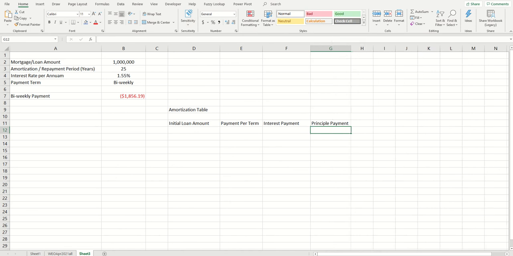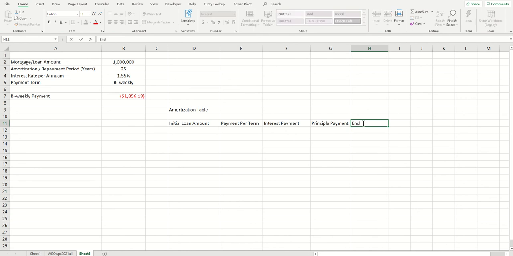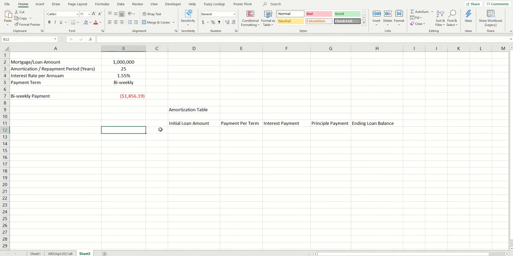I'm really confused. What's the spelling for that? All right, let's just go ahead. Principal payment and then ending loan balance. All right, let's make this payment period.